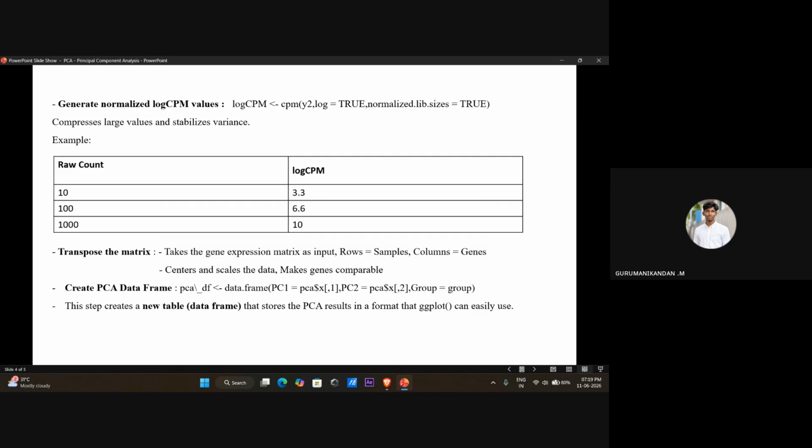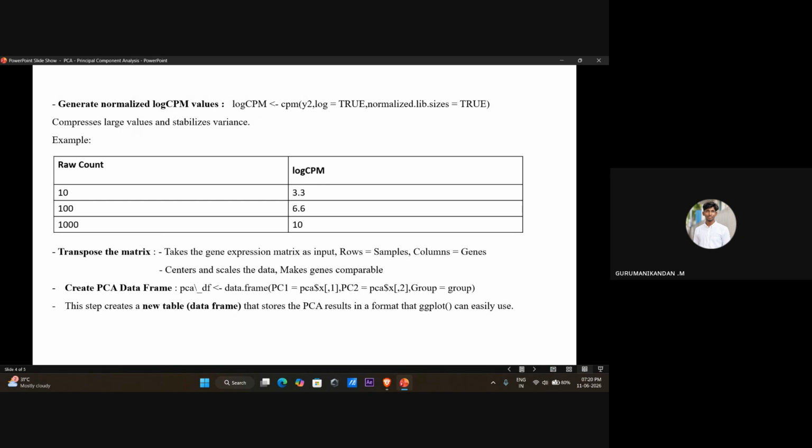Here by the commands, we are first generating normalized log CPM values. It compresses the larger values to stabilize the variance of the values given by the gene expression. This is an example after the normalization happens: a raw count of 10 would have a CPM value of 3.3. It helps to compare the gene expressions, and here is the transpose matrix.